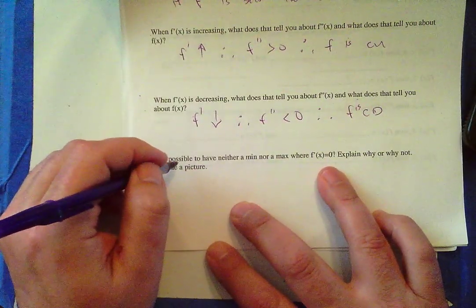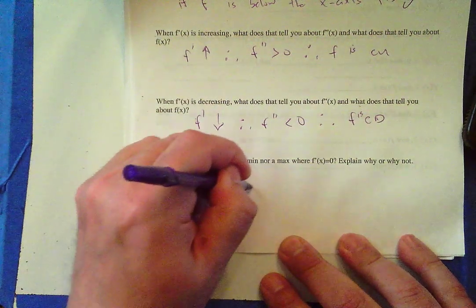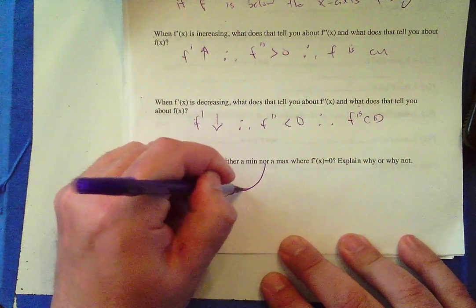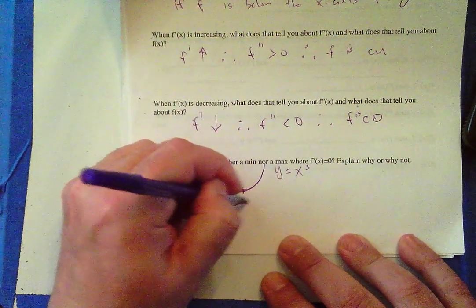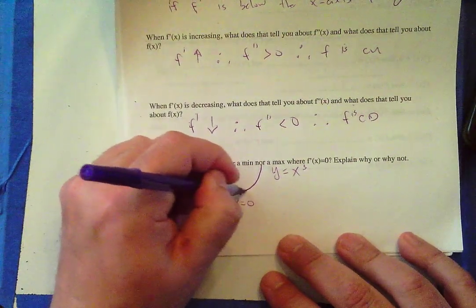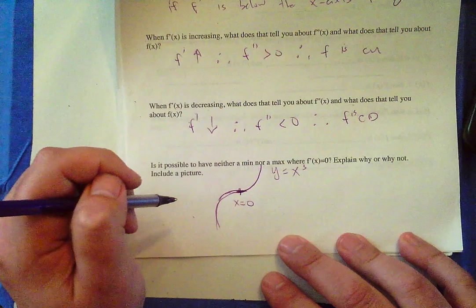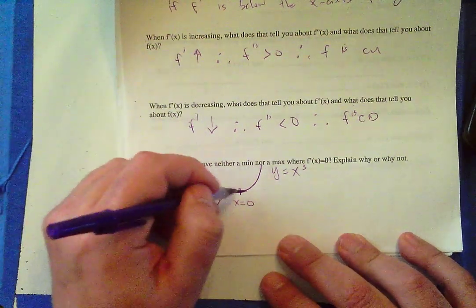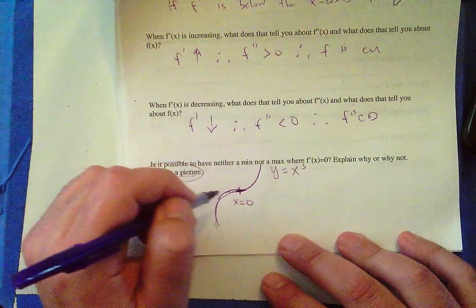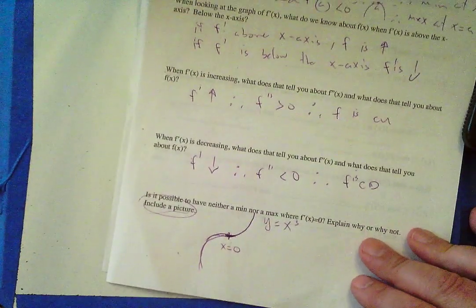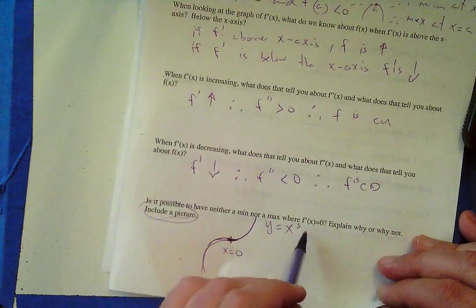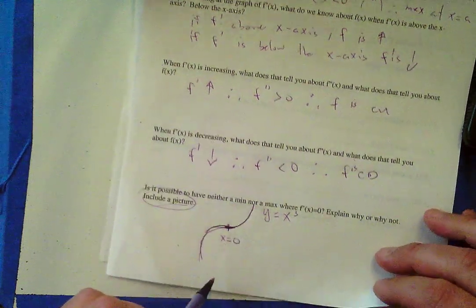Okay. Is it possible to have neither a min nor a max when f prime equals 0? Sure. If we look at this y equals x to the third graph at x equals 0, we have a horizontal tangent here, but we have neither a min nor a max. Oh, and include a picture. So we have neither a min or a max. I believe this would always be the situation, an inflection point on f, where f prime was equal to 0, but we didn't have a min or a max. But we can certainly have this situation occur.